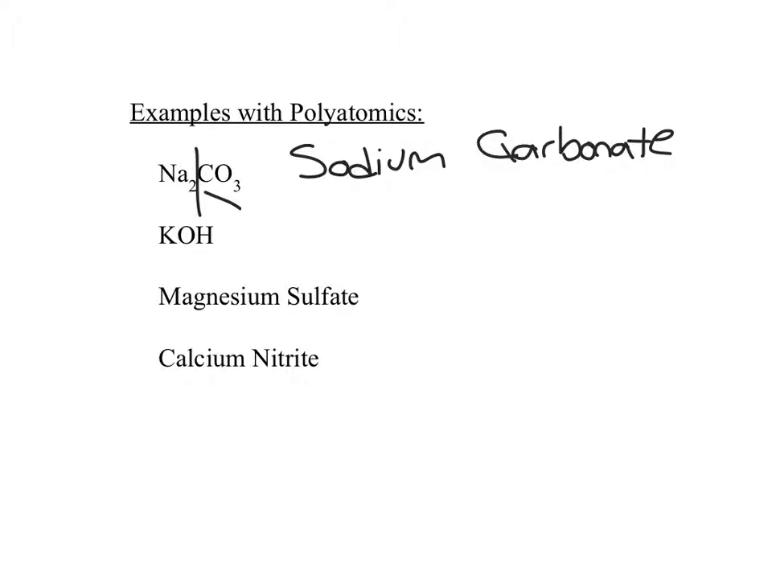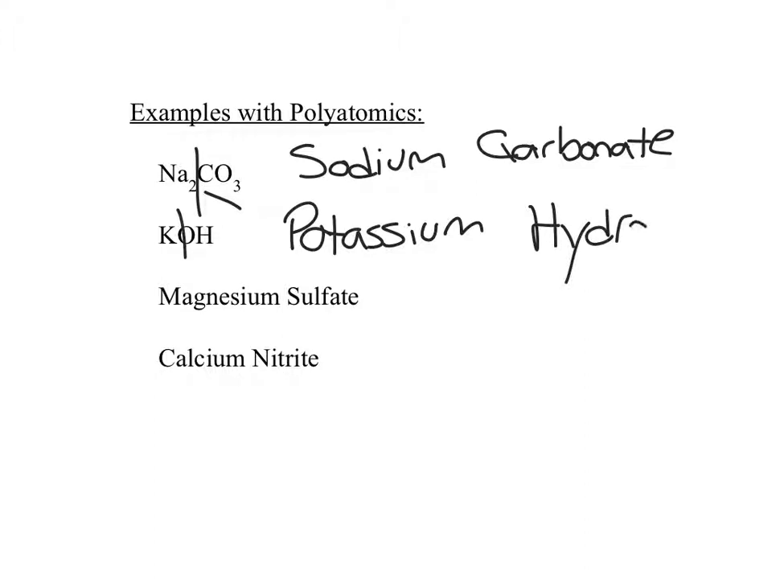Now pause the video, try the next one, and then when you get back, I'll show you how to do it. Okay, so same deal. First part is potassium, and then the OH, which is on my ion sheet, is hydroxide.